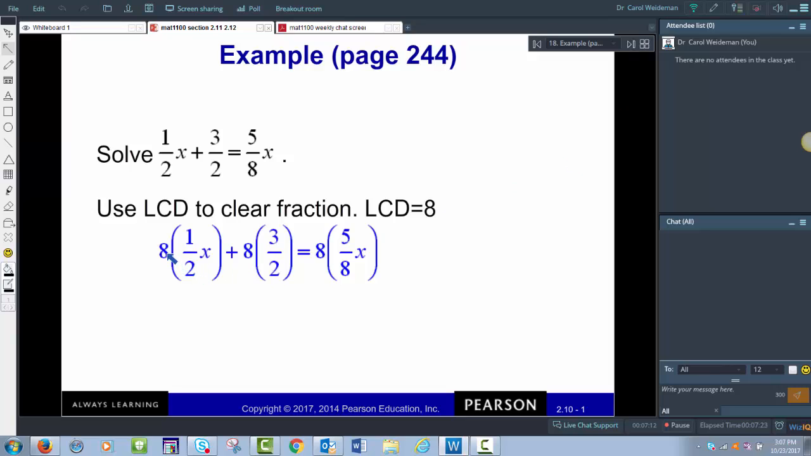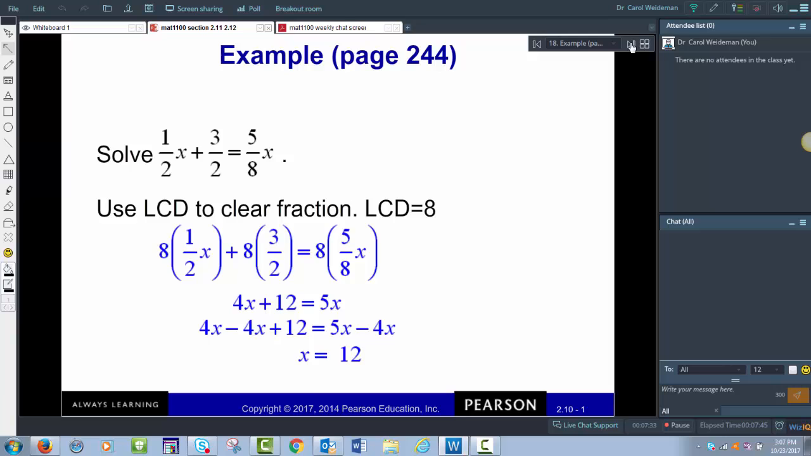As long as I multiply all terms in the equation, I don't change the equation. I come up with an equivalent equation. So I'm going to multiply through by 8. I get 4x plus, 2 goes into 8 four times, plus 12 equals 5x. Subtract 4x from both sides, and I get x equals 12.